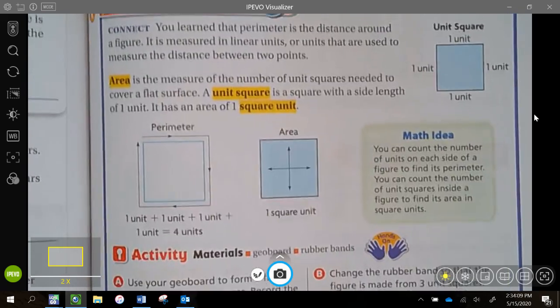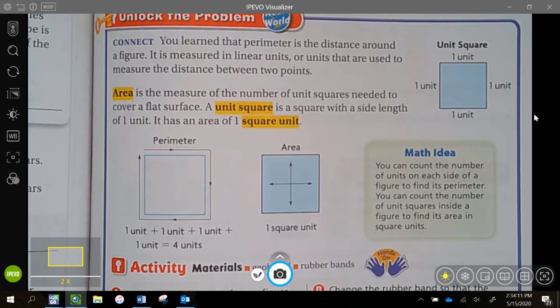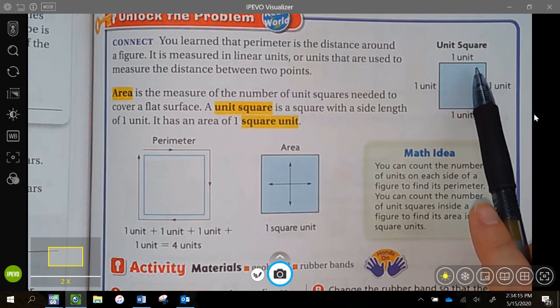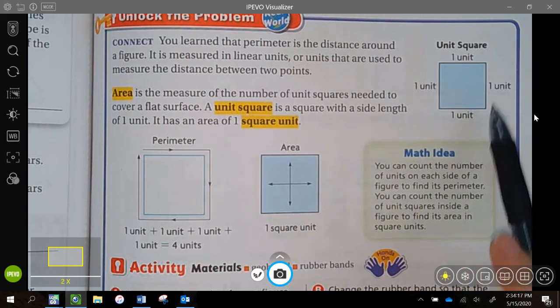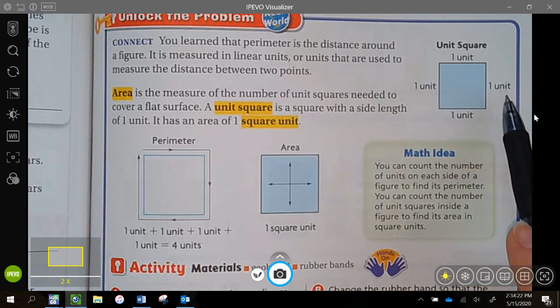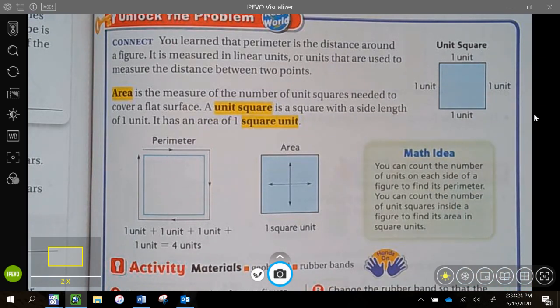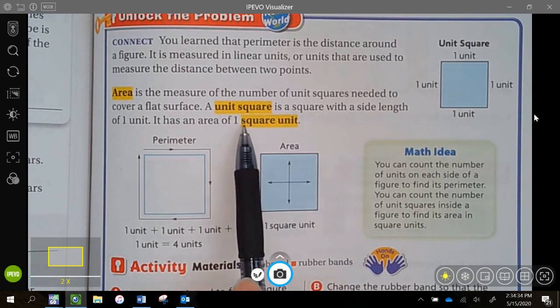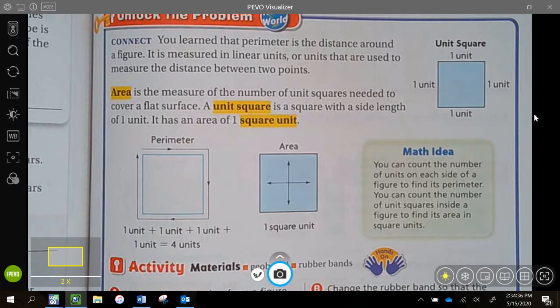And if you watched your vocabulary video, you learned about what a unit square is, okay? It looks like the square on a piece of graph paper, okay? So each part is 1 unit, okay? And so a unit square is a square with a side length of 1 unit, and it has an area of 1 square unit. So that's where our label comes in when we're talking about area, 1 square unit.